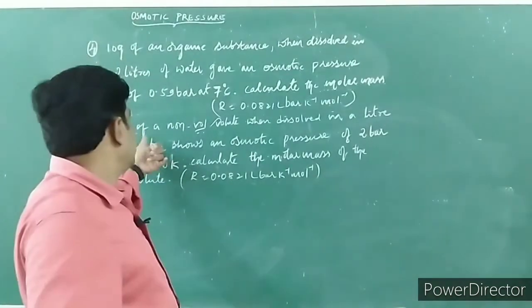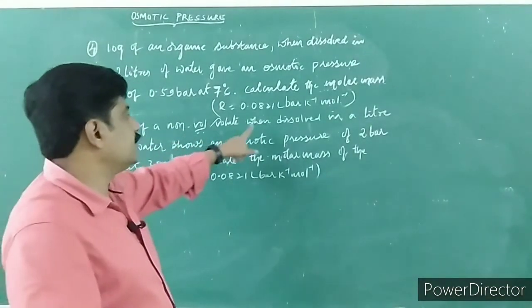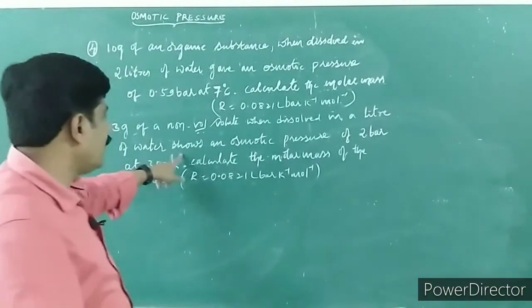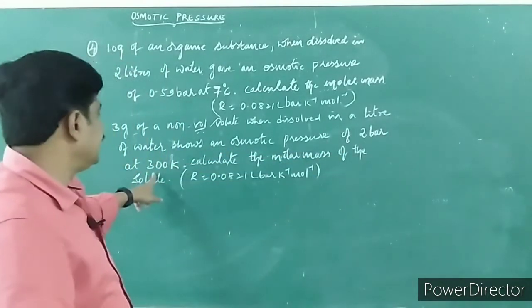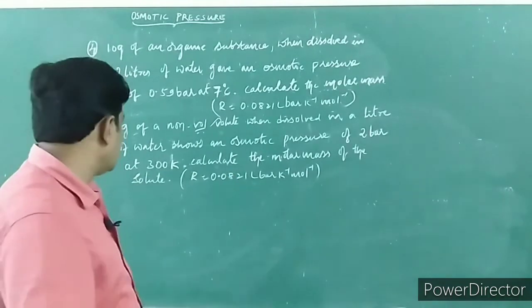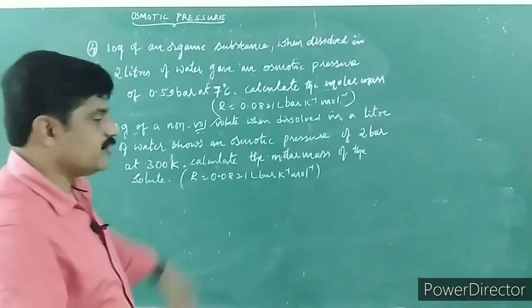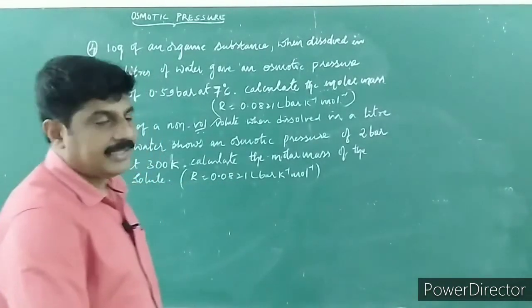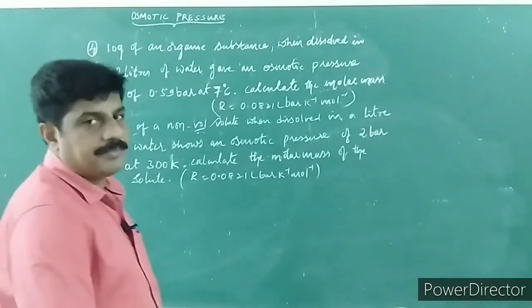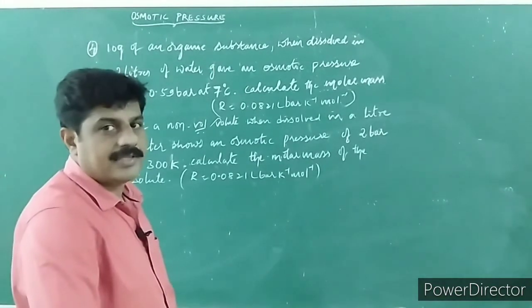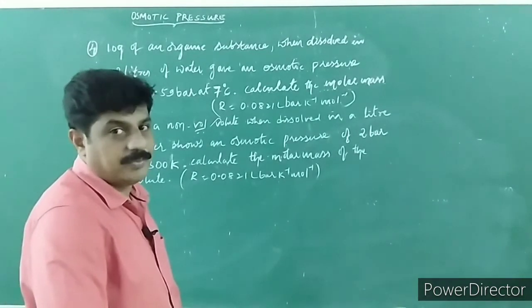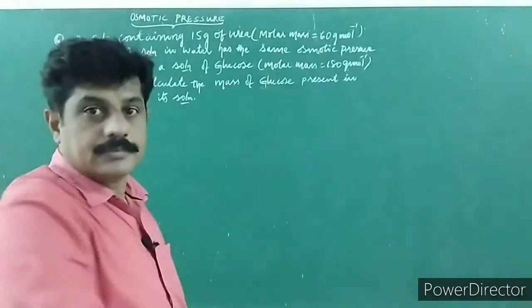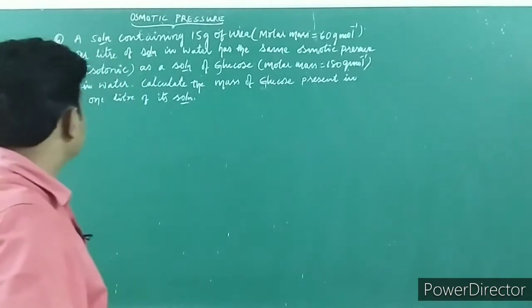Okay, so next one. 3 grams of a non-volatile solute when dissolved in a liter of water shows an osmotic pressure of 2 bar at 300 Kelvin. Calculate the molar mass of the solute. R value is given, 0.0821 liter bar per Kelvin per mole. Hope you can solve both the numericals easily. Let me go for the next numerical of a different type.